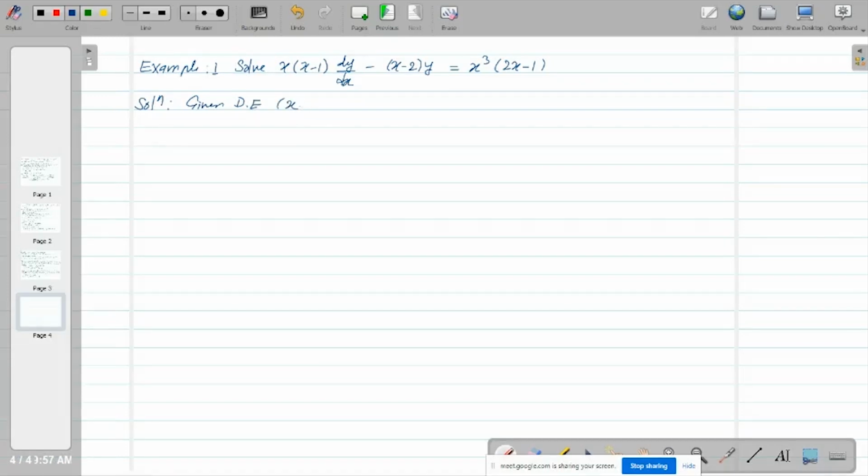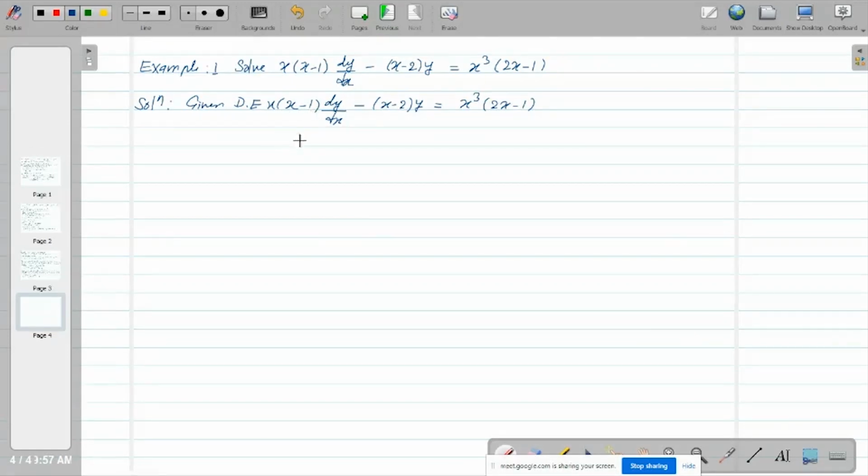x into x minus 1 dy by dx minus x minus 2 y equal to x cube into 2x minus 1. This is the given differential equation. Okay, but it is not in a standard form. So for that, what do I have to do? We divide by x into x minus 1 on both sides.